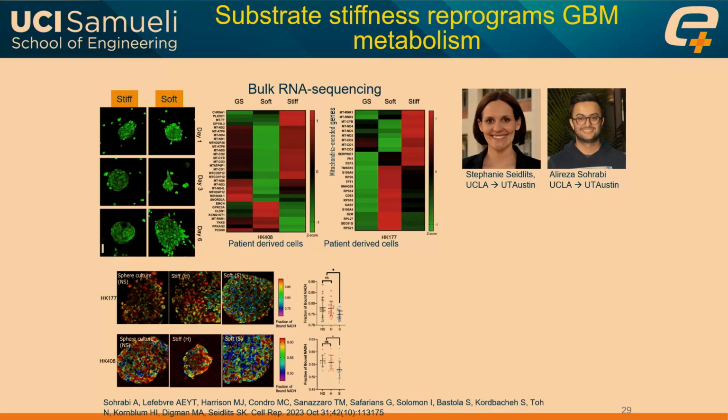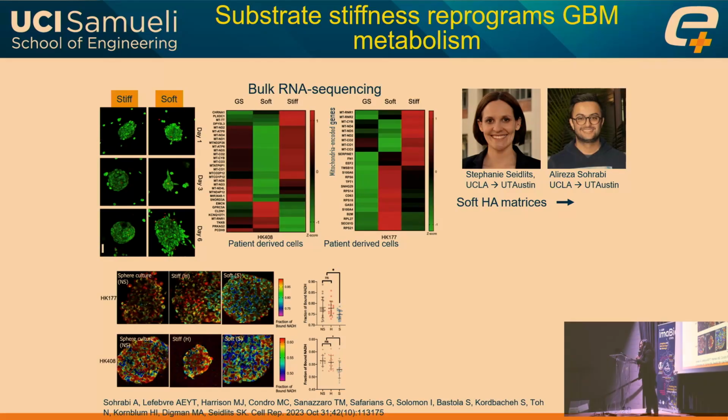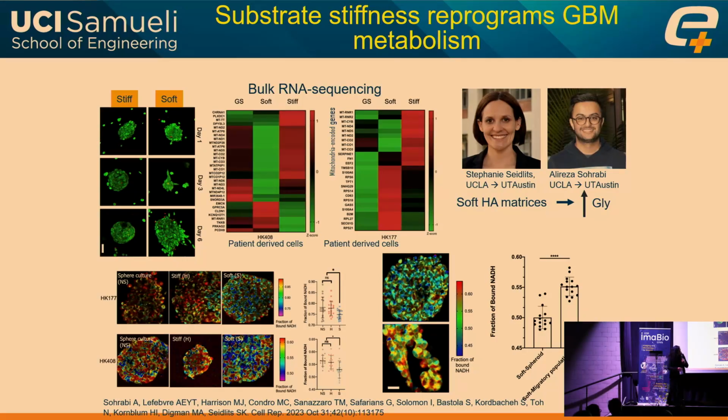So we did the FLIM in these spheroids, these 2 cell types, in the stiff and the soft material, and you see the fraction of the bound NADH. So in the soft, this is more blue, the fraction of bound NADH is much lower, but in the stiff material, the fraction of bound is much more increased. So at the end of the day, it seemed like soft matrices are more glycolytic.